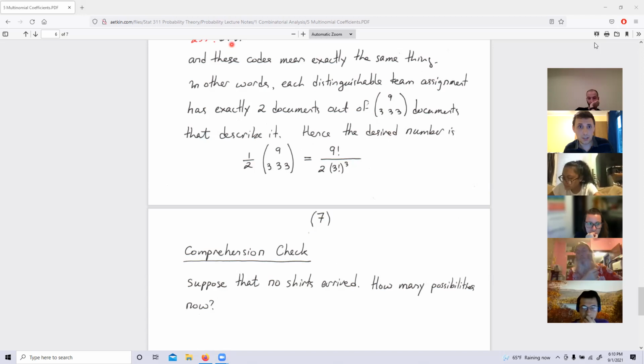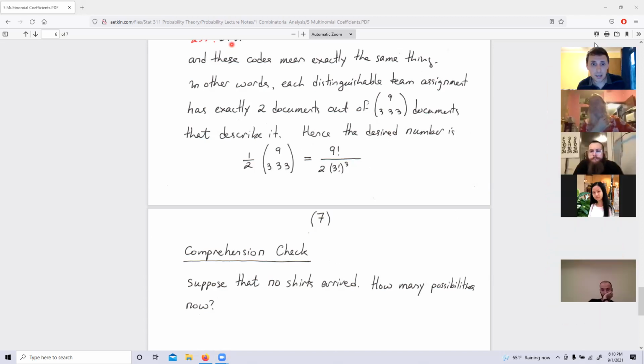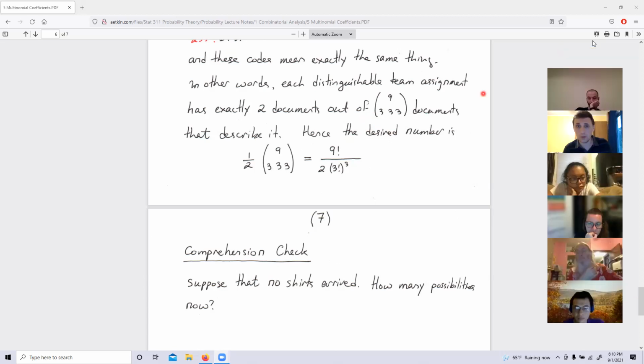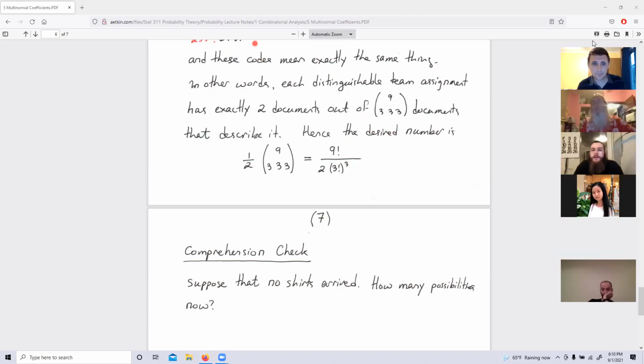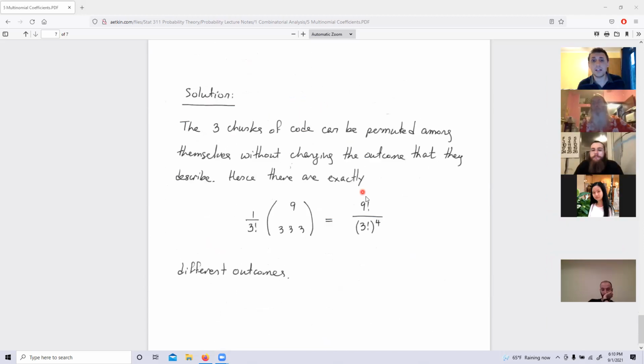Which means what? Which means that there are an extra 3 factorial. Good Gustavo and good other people that I've seen write not 3, but 3 factorial on the bottom. Yes? So that's the answer. It's 9 factorial over 3 factorial to the 4th power.